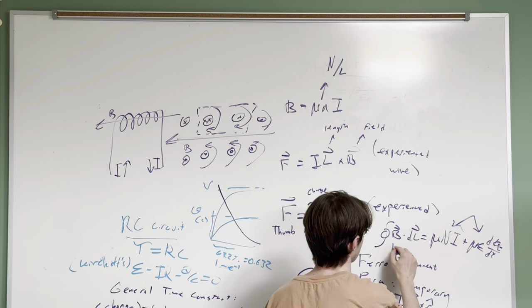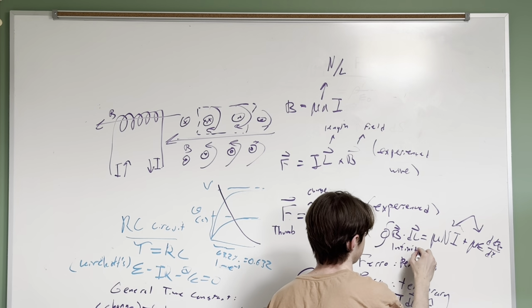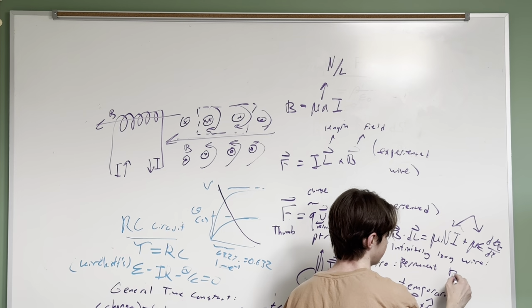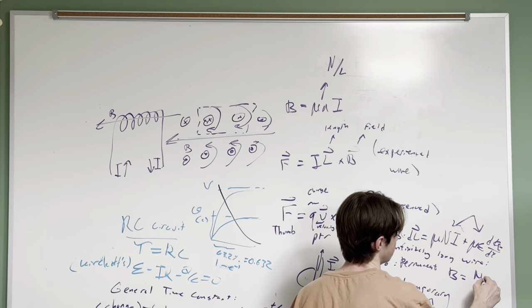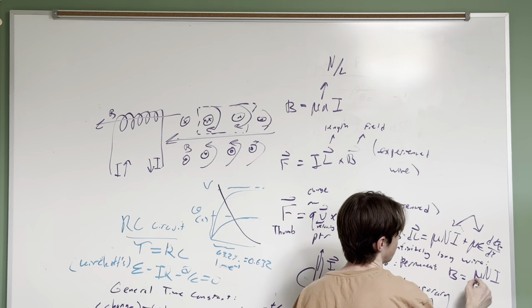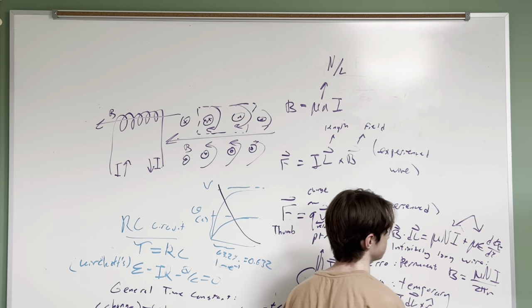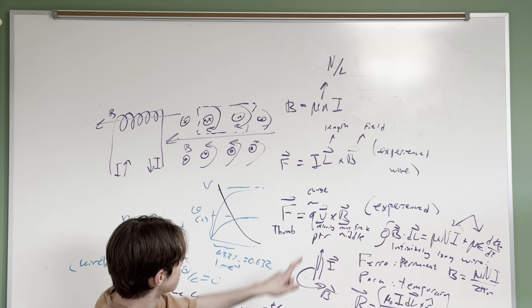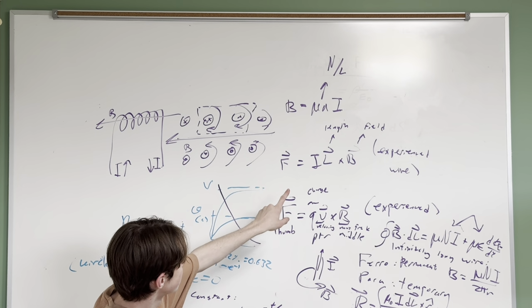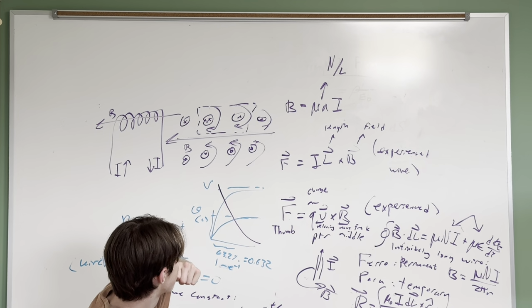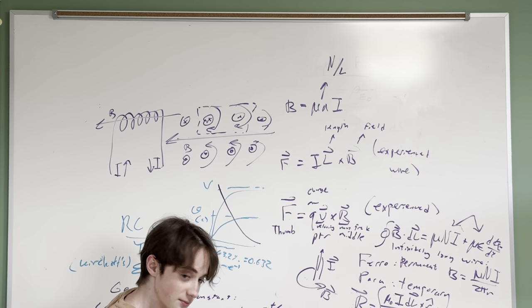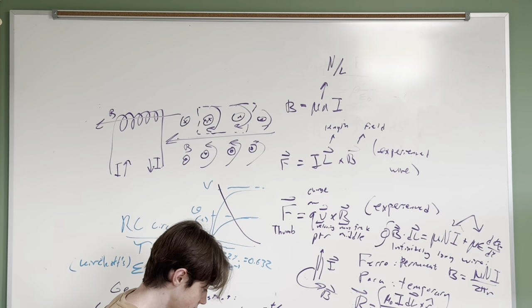For an infinitely long wire, the field around it is just going to be mu naught I over 2 pi r. Which is actually the same as the solenoid equation, sort of. No, not really. Kind of, if you squint. That's pretty much it.